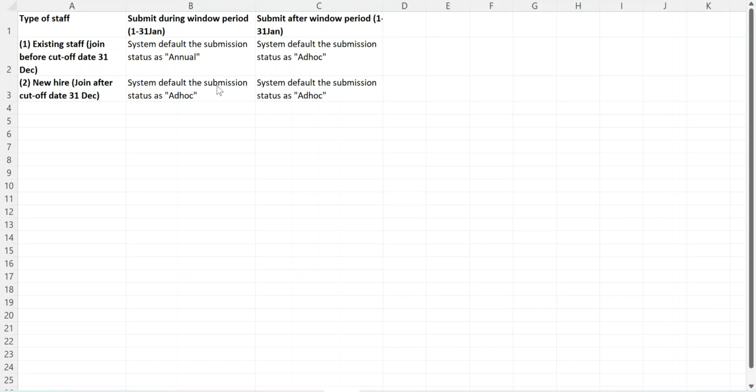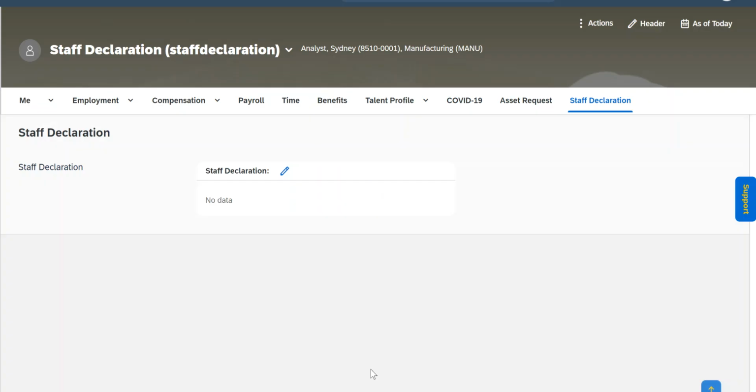However, if any employee joined within the specified year, whether it is within the window period or outside the window period, for them it should be defaulted as ad hoc. Okay, so let me go to the system and I will show first how it is working now.